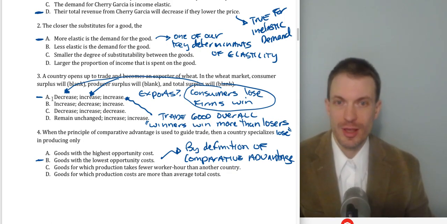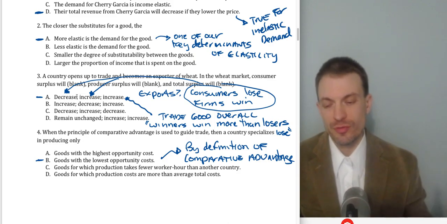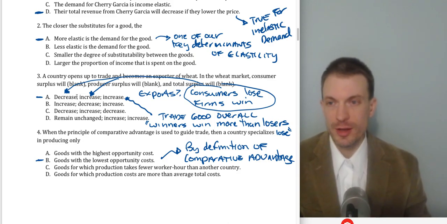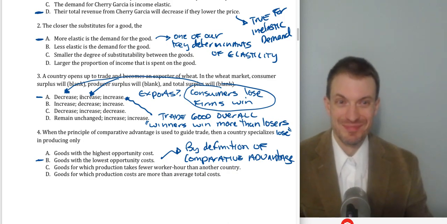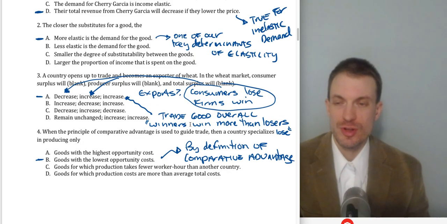Okay, so the answer is, in the wheat market, consumer surplus will decrease because rather than consuming domestically, those units of wheat are sold at a higher price abroad. Producer surplus rises because of exactly that reason. And then total surplus overall rises because the winners win more than losers lose with free trade.